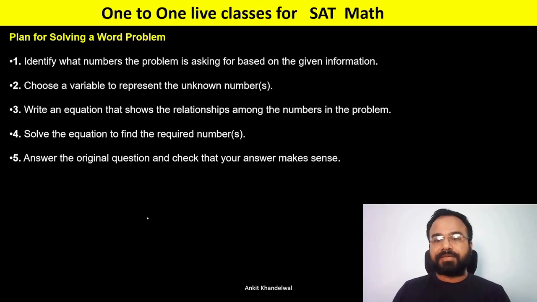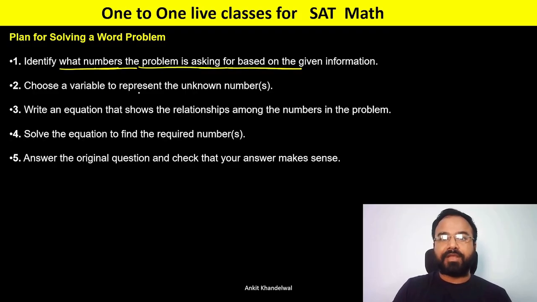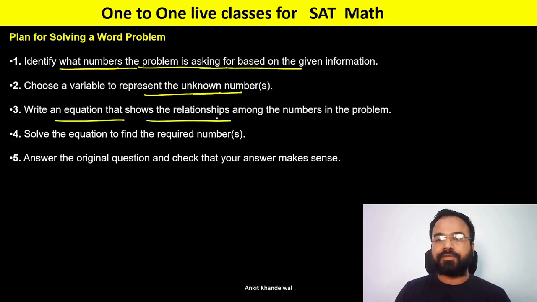So what is the basic method of solving any word problem? First of all, we have to identify what number the problem is asking. Whatever it is asking, we will assume that as the variable. For whatever is the unknown number, we will represent that by a variable. You can generally use x or y, or a, b, c. Then we will write the equation that shows the relationship. We will solve the equations just like we learned in the previous chapter, and then we will answer the original question and check that your answer makes sense.